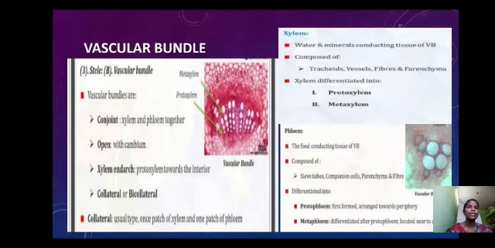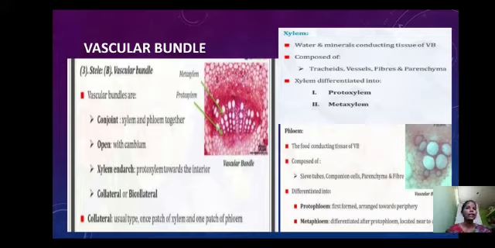The next is the vascular bundle. The vascular bundle varies between monocot and dicot. The vascular bundle of dicot is conjoined, open, xylem is endarch and it is collateral. Now we can go to the xylem. The function of xylem is to conduct water and minerals, and the xylem is composed of tracheids, vessels, fibers and parenchyma.